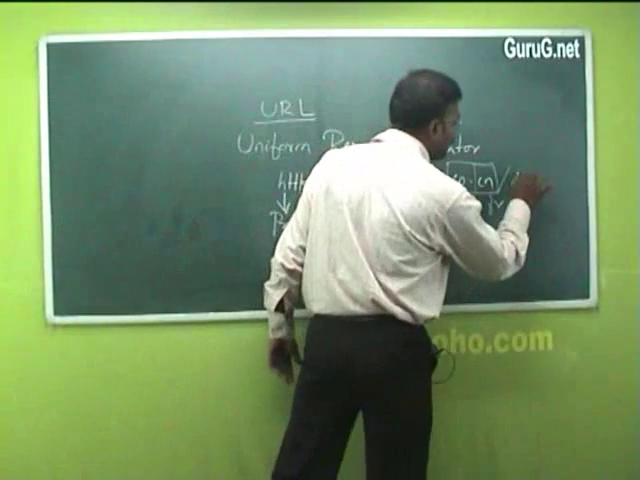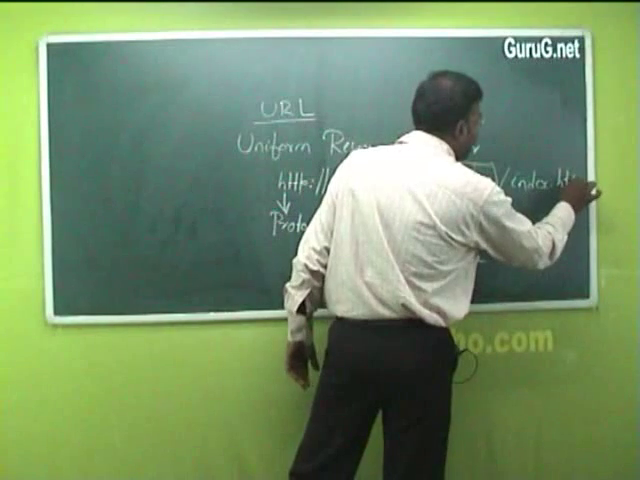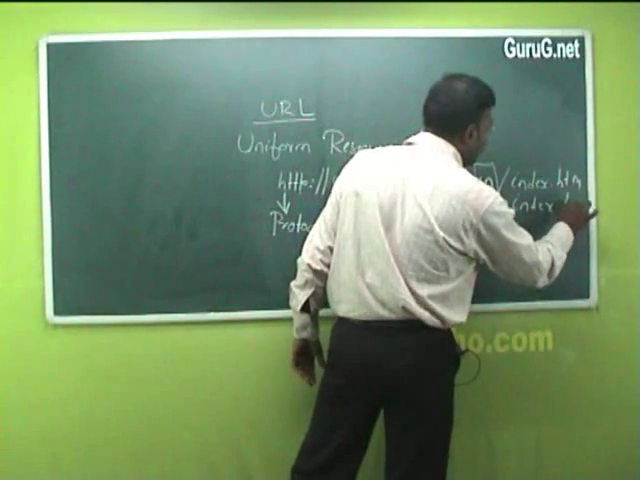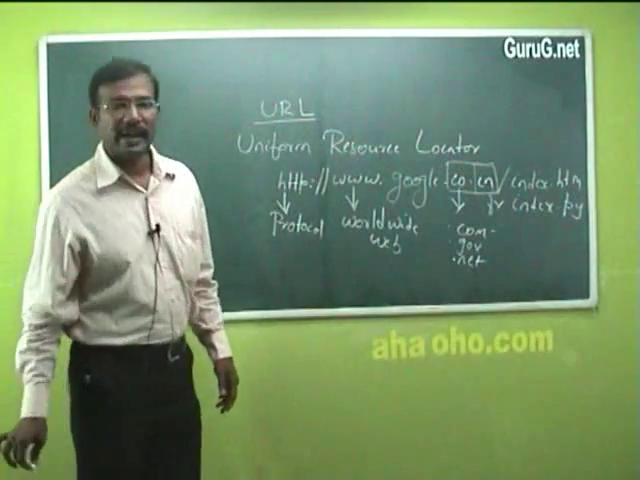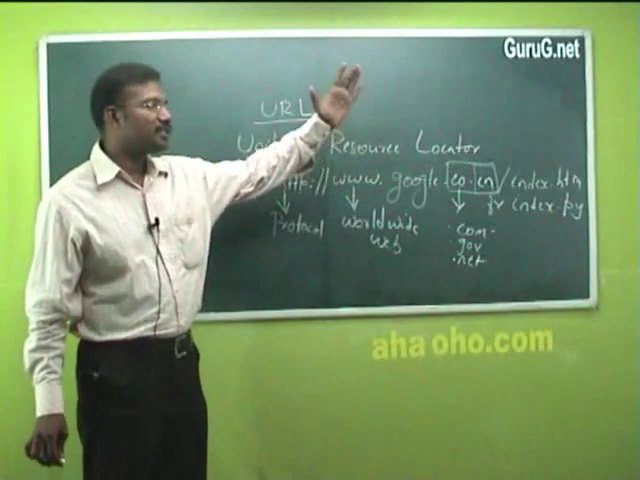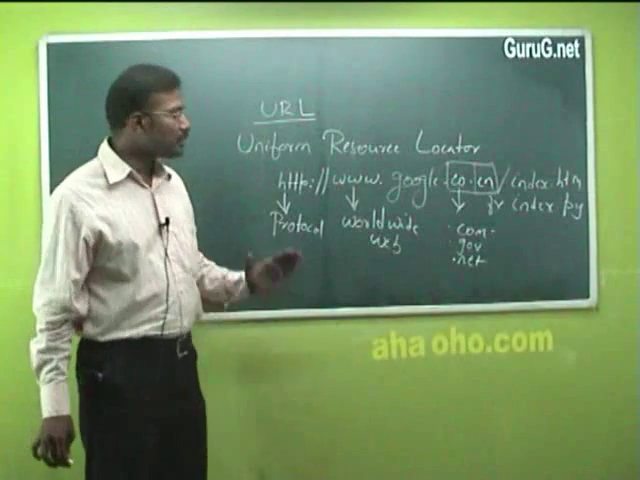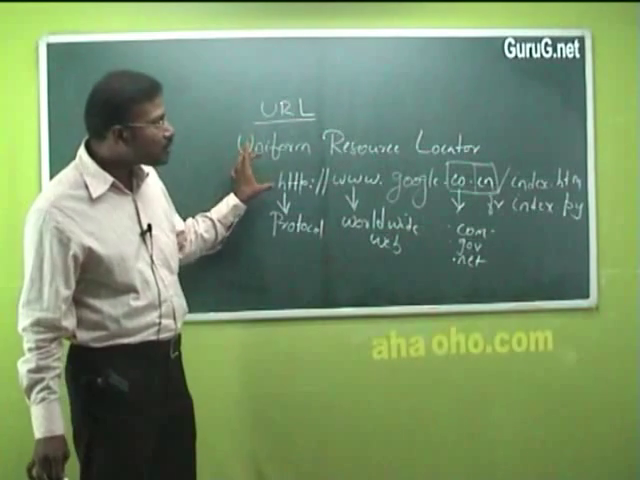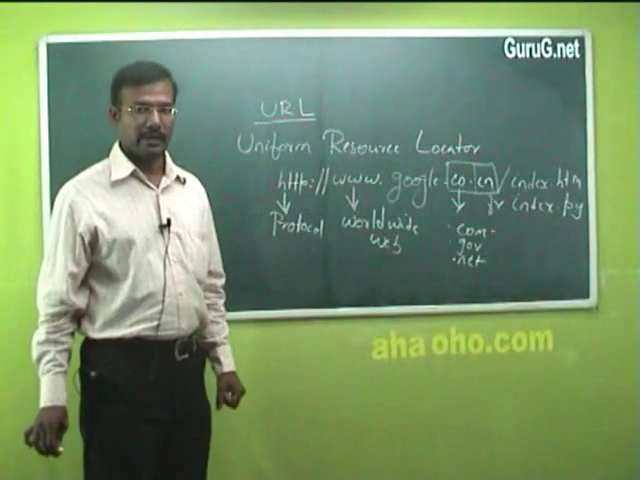For example, you will have index.htm or .py. These are some of the files which you can access. If you are going to access an HTML file, it will be index.htm. If you are going to access a Python file, it will be .py. So this is how the URL is used to access a particular web page over your internet.